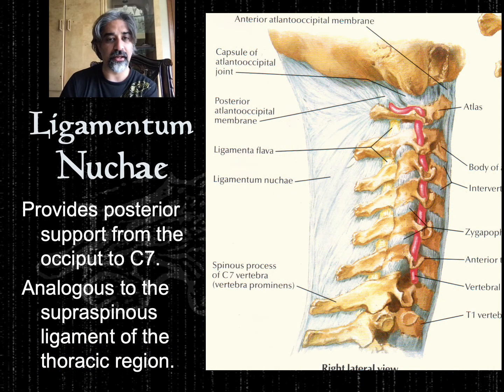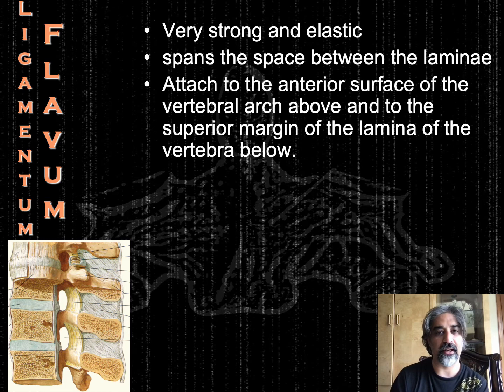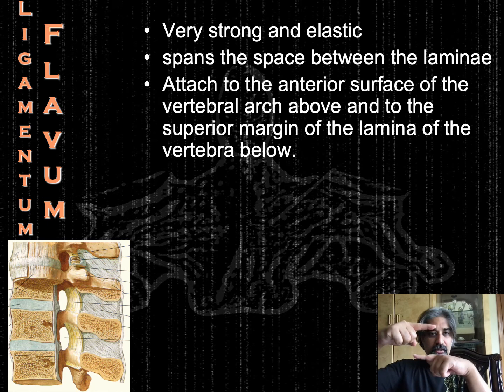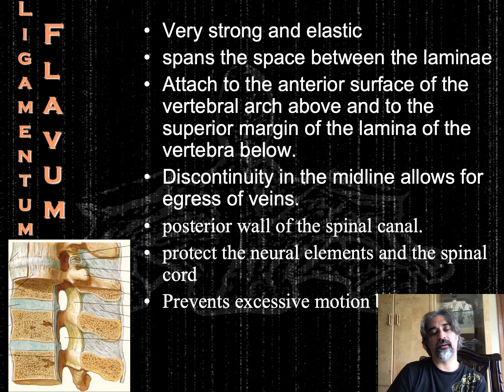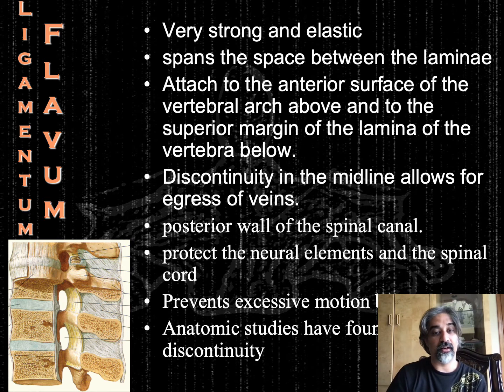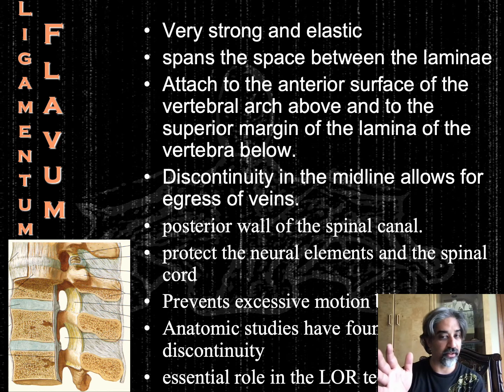The ligamentum nuchae is probably what we're palpating as we palpate the cervical spinous processes. The ligamentum flavum is really important to understand. It's very strong and elastic, and it connects one lamina to the next. But there's lots of discontinuity in the ligamentum flavum, and this is what gets penetrated when interventional spine doctors are sticking needles into the cervical spine, but it does prevent excessive motion, and it's essential in the loss of resistance technique, which I don't think anyone's using anymore.